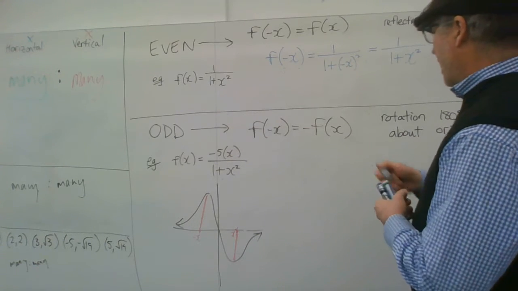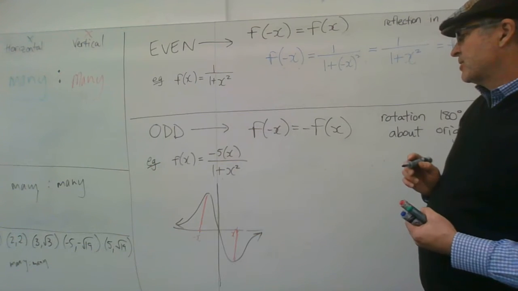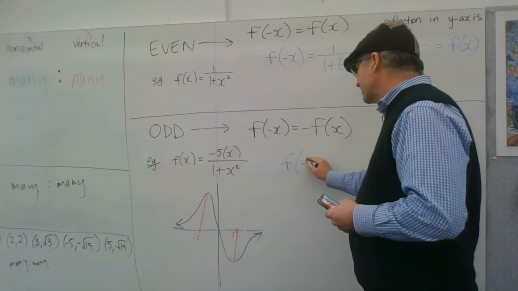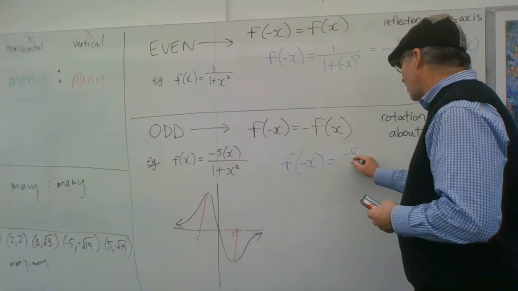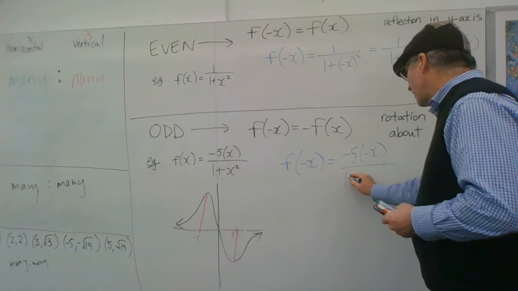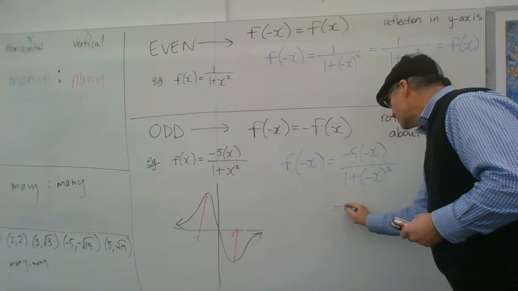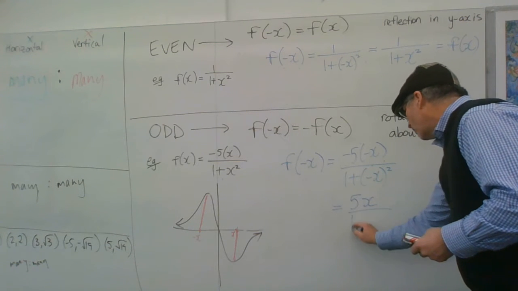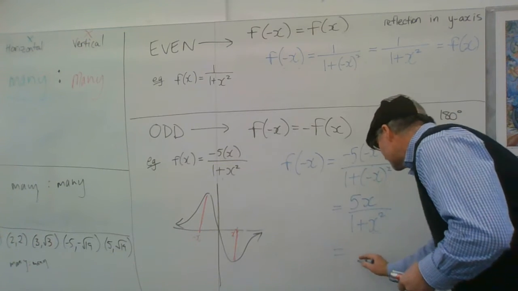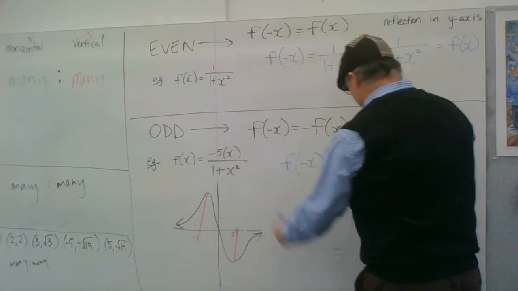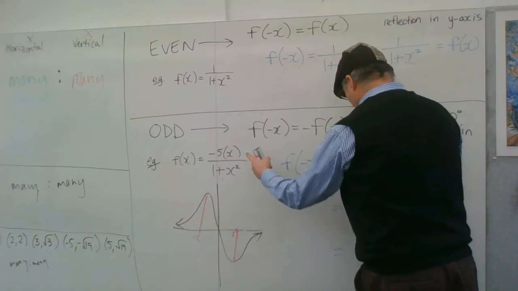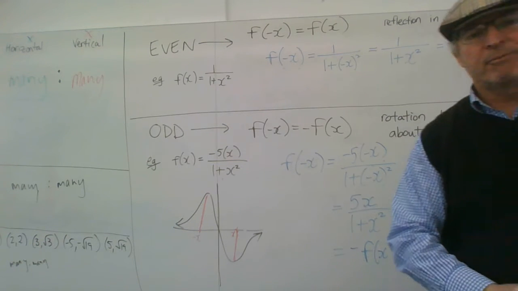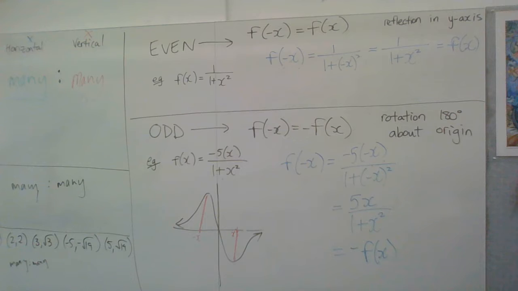So you can prove that this is an odd function simply by starting with f of x and putting minus x in it. So that's minus 5 times minus x on 1 plus minus x squared, which is equal to 5x on 1 plus x squared. See, the difference between f of x and what I get here is that they're just the negative of each other. So it's negative f of x. So I've sort of proven that it's an odd function.